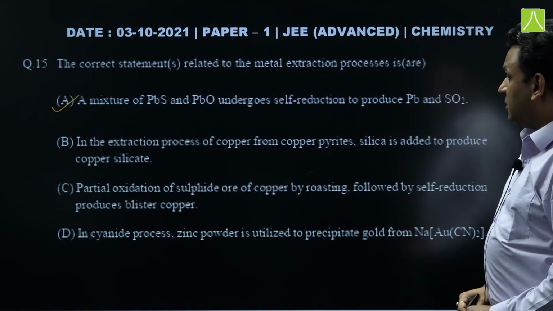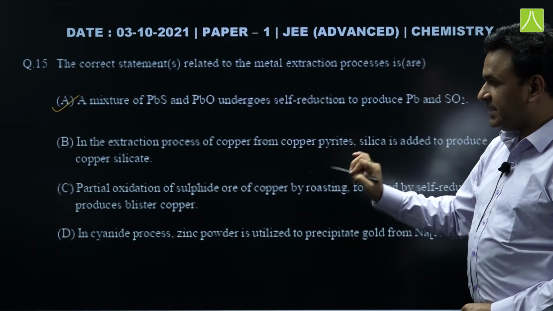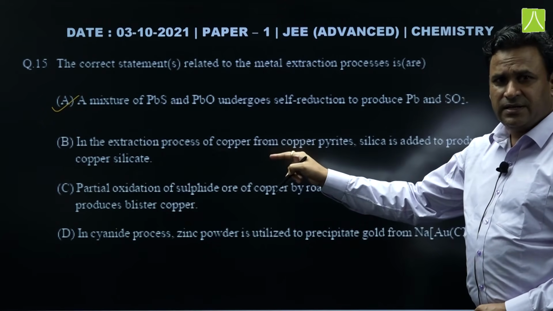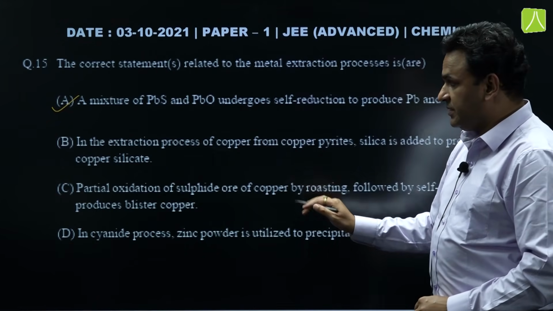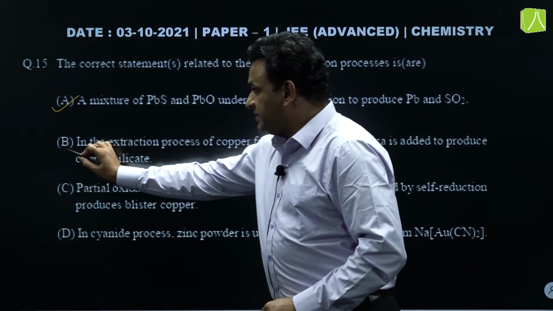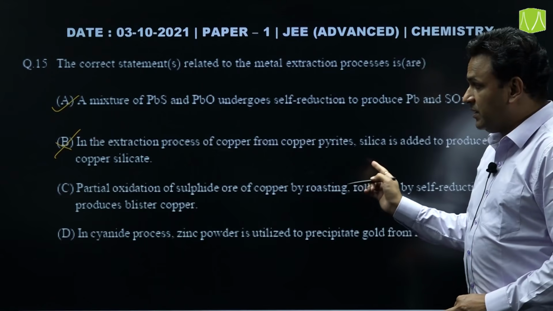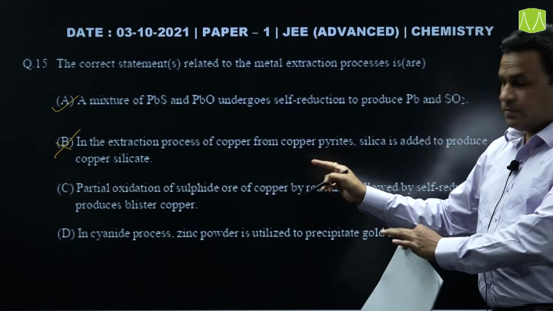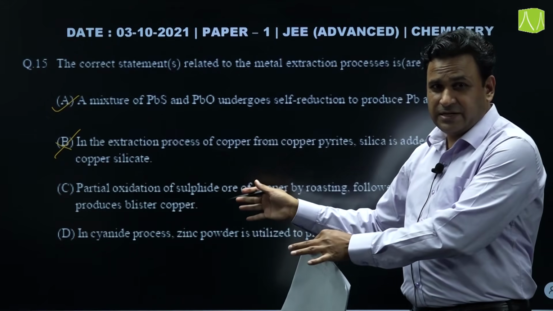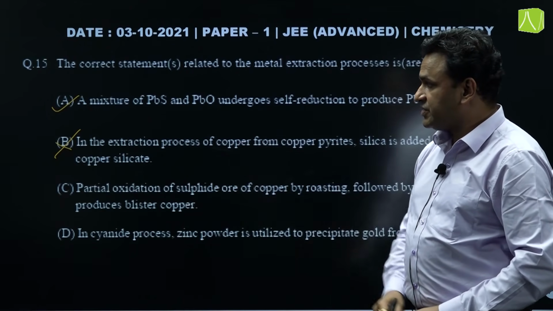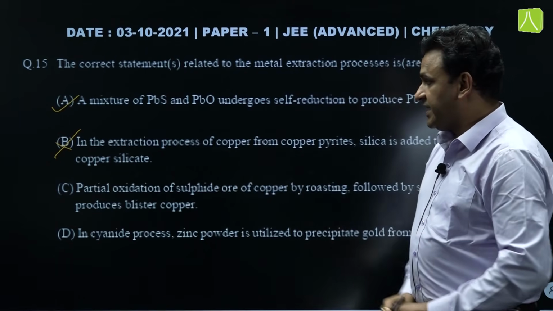In the extraction of copper from copper pyrites, silica is added to produce copper silicate. It should not be copper silicate. Silica is being added to remove the impurity of ferrous oxide. It should be ferrous silicate, not copper silicate. So, it should be incorrect. We are not adding silica to convert copper into copper silicate. Copper is the main metal which we want to extract. So, the impurity of iron is getting converted into silicate.